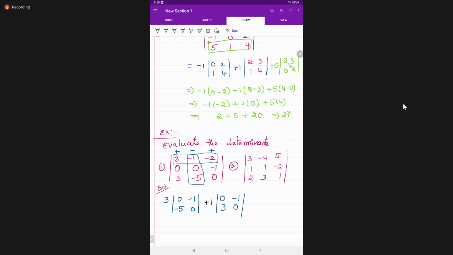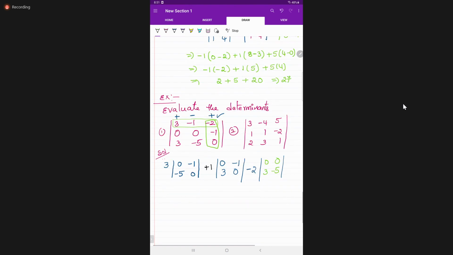Plus into minus 2 will give minus 2. The symbol is plus, and 0 into 5 is 0. Now, where it is minus 2, delete that row, delete that column. Tell me the remaining elements: 0, 0, 3, minus 5. What is the answer?